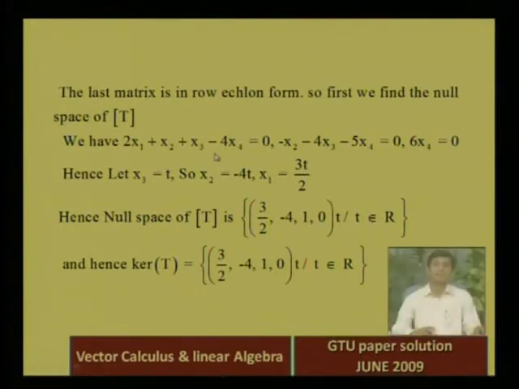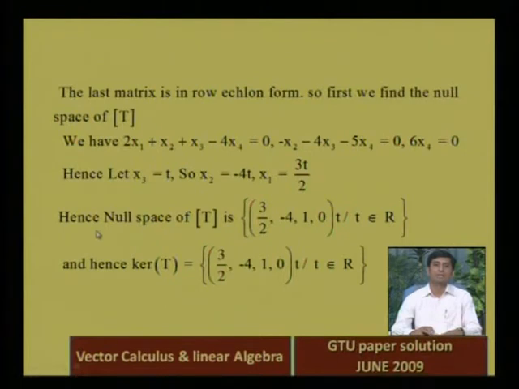Put all the values in this first equation. So you get 2x1 is equal to minus x2, so that is 4t, minus x3, that is t. So 4t minus t, that is 3t. So 2x1 is equal to 3t. So that's why x1 is equal to 3t by 2.